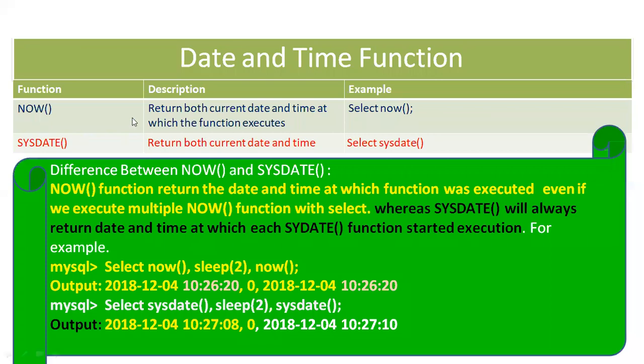So how can you use now? Now displays the current date, or now date, so it returns the date and time. Sys date will display the date your system has. If your system has an old date, it will display the old date. And this is a very important question: what is the difference between now and sys date? Now displays the current date and time, and sys date will display the system date.